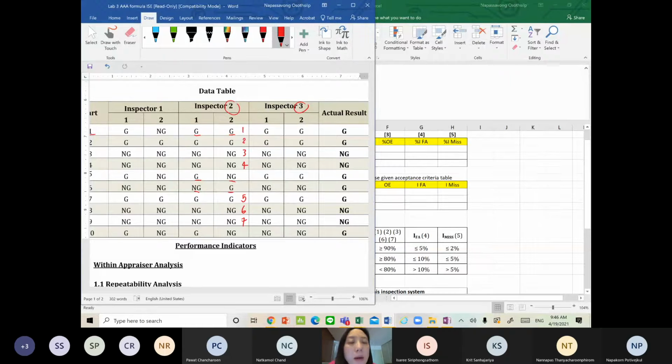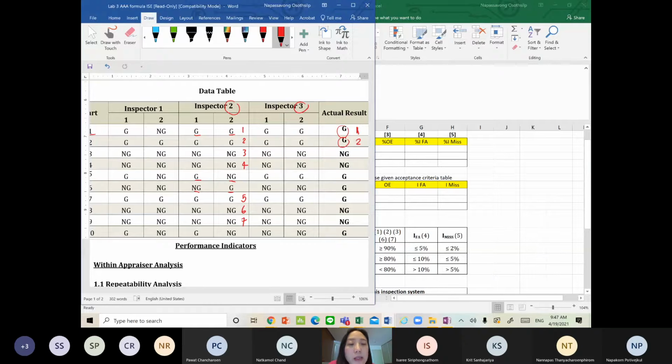For example, part number 1 here: G and G, consistent and also correct. So we write down 1 here. The second part, G, is also correct. So this is part number 2, right? That is correct.